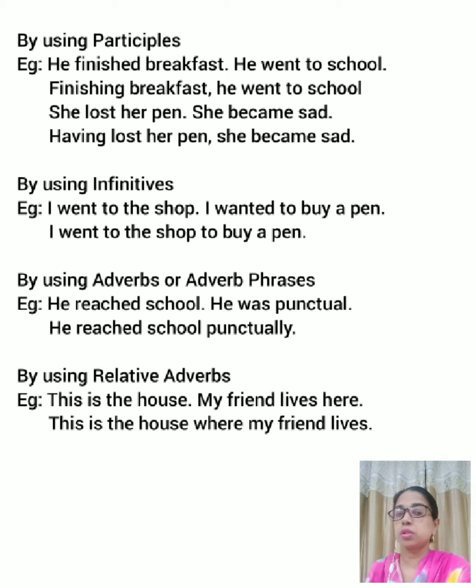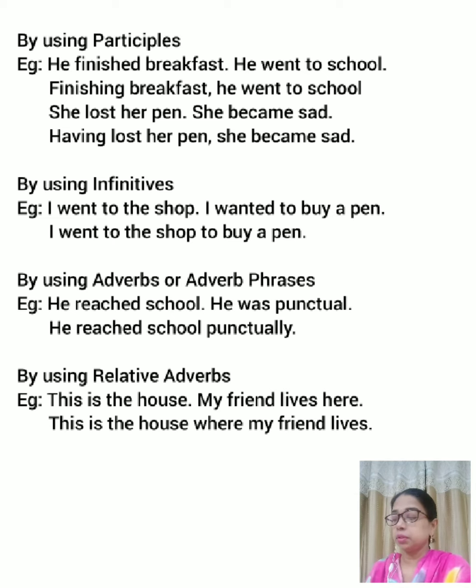I'll tell you about some more by giving a few examples. Now here the first way is by using participles. Example, he finished breakfast, he went to school. Now you will start with the participle, that is finished will be changed into the ing form, finishing. So how will you write? Finishing breakfast, comma, he went to school. So here be careful that when you are starting with a participle, you will remove the subject from the first part and use it in the second part.